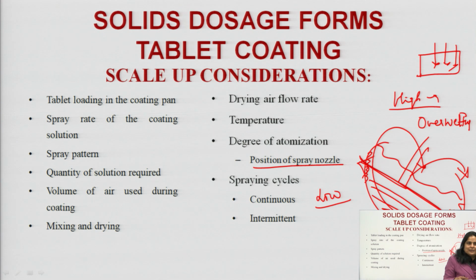These spraying cycles can be continuous or intermittent. If the spray cycle is continuous, there may be chances that some tablets are not getting coated. Their coating is not uniform, or some tablets escape the coating process.